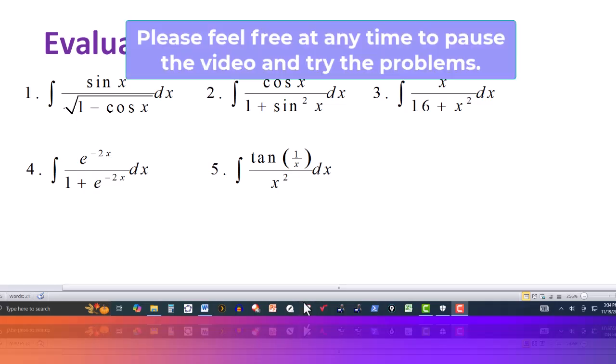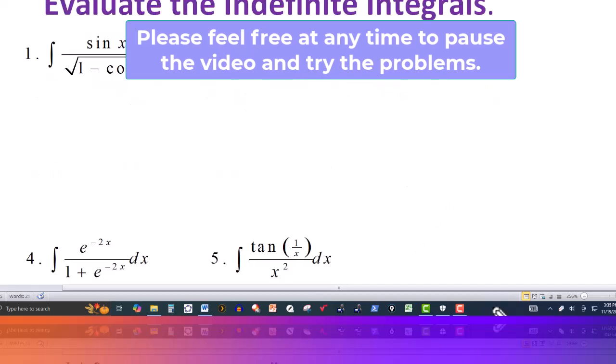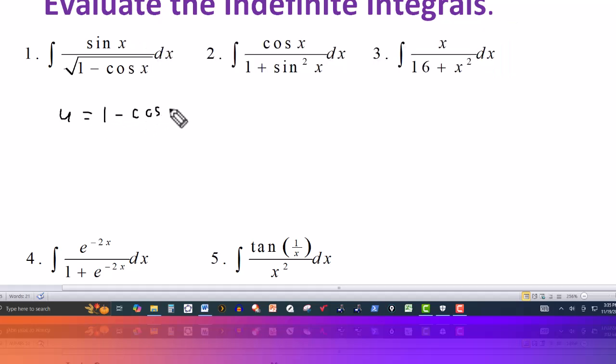In this video we have some indefinite integrals to evaluate, and for the most part these will involve a U-substitution. So for the first one I'm going to let u equal 1 minus cosine of x. Then du will equal the derivative of 1, which is 0, the derivative of cosine of x is minus sine, and you've got a negative in front, so that'll make this a positive sine of x dx here.